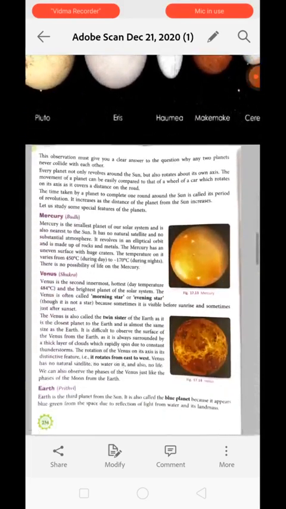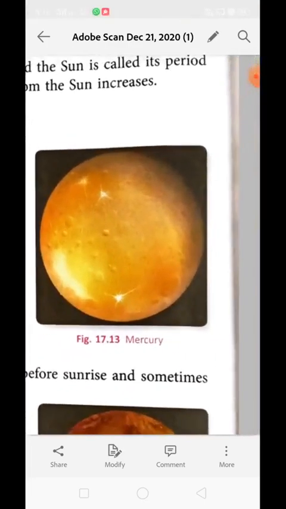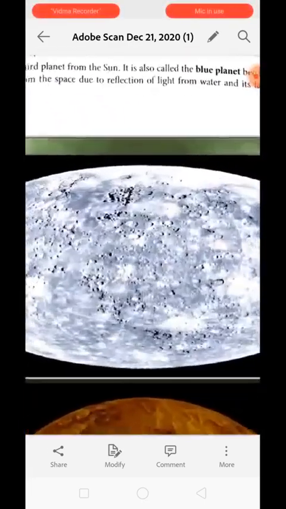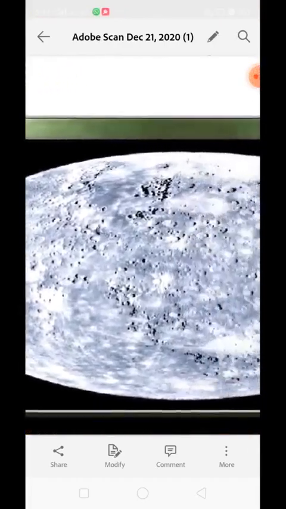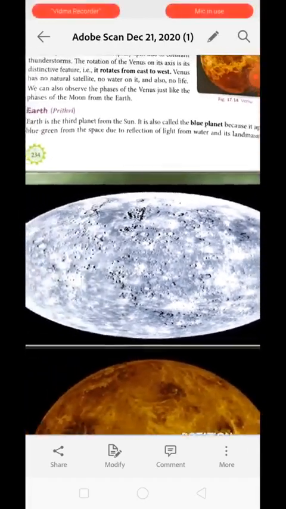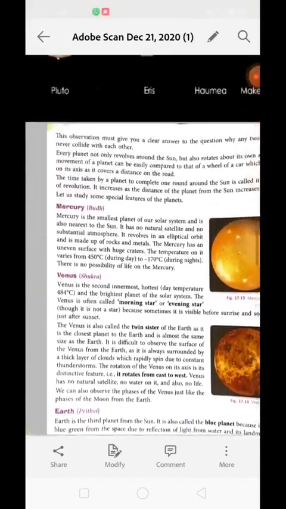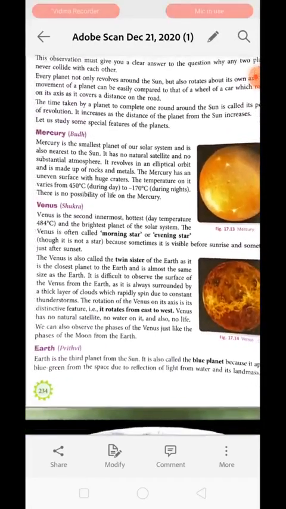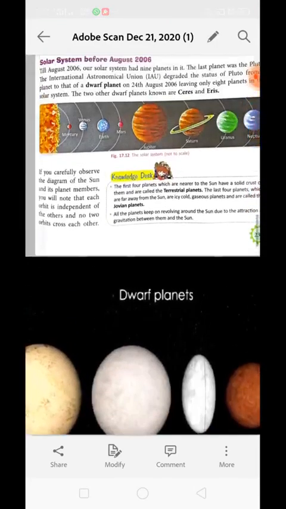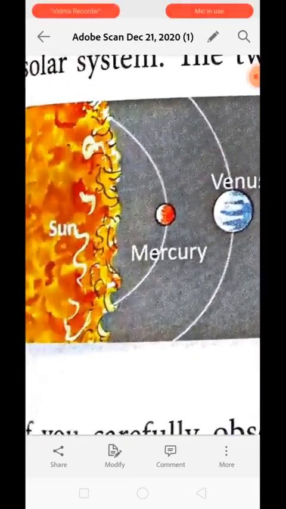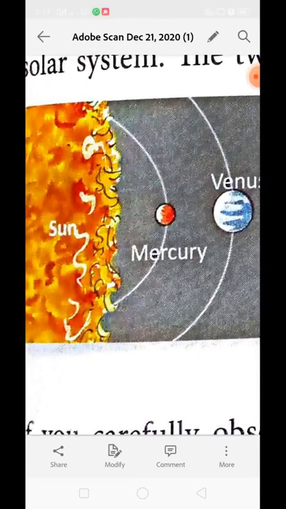Understood? Now next is Mercury. You can see this is Mercury. I have a second picture of Mercury. Now let's study about Mercury. Mercury is the smallest planet in our solar system and is also nearest to the sun. Mercury is closer to the sun, the very first planet of our solar system. Understood? As it is very close to the sun, it has no natural satellite and no substantial atmosphere.